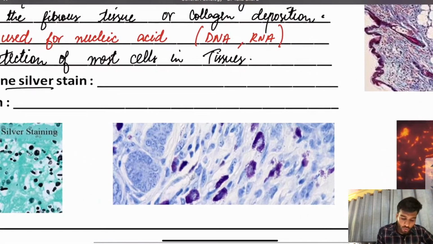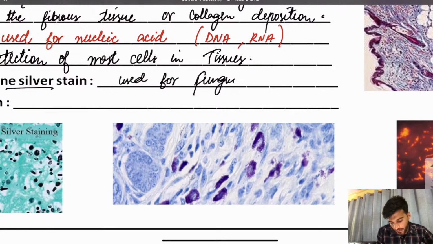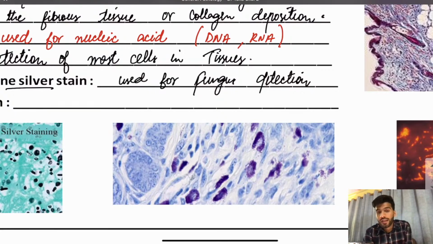So write it down, guys. It's used for fungus detection. It's used for Pneumocystis jirovecii also. Okay, and what is the prophylactic drug that we use for Pneumocystis jirovecii? Tell me in the comment section, guys. What is the drug of choice or prophylactic drug?